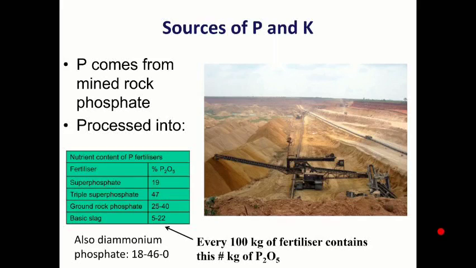As I said before, not actually in the form of P2O5, in the form of different phosphates that are reasonably well available. And then there's also, of course, diammonium phosphate, where you get nitrogen and phosphate together. So you can see 18-46-0, that's 18% nitrogen, 46% P2O5, and then 0% K. A useful thing to remember when you're doing your calculations later, when you see that percent P2O5, just remind yourself that means every 100 kilograms of fertilizer contains that number of kilograms of P2O5.